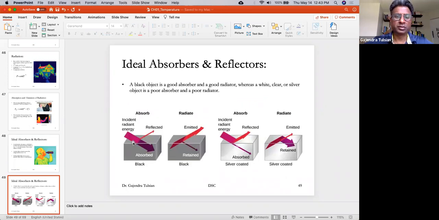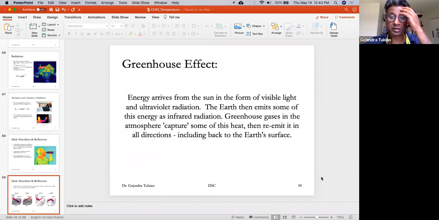Okay. So here's a good absorber. It reflects very little radiation. And if you're a good absorber, you are a good radiator as well. If your temperature is high, you emit a lot of radiation. If you're a light object, then you're a good reflector. And by the same token, you're not a good radiator either. And that's what this is showing you.